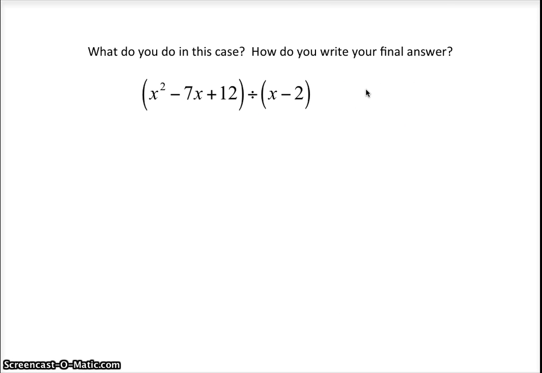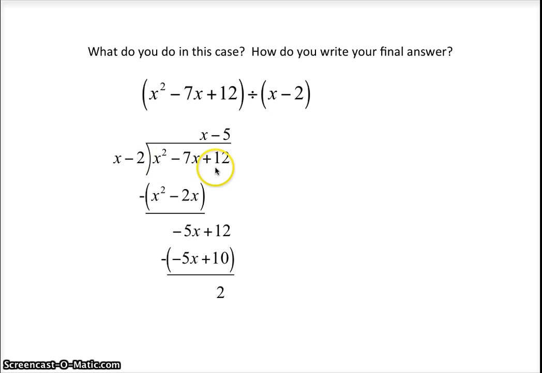But what do we do if we don't have a remainder of 0? Let's try this question. x squared minus 7x plus 12 divided by x minus 2. Go ahead, do the long division, and then we'll discuss how to write your answer at the end.